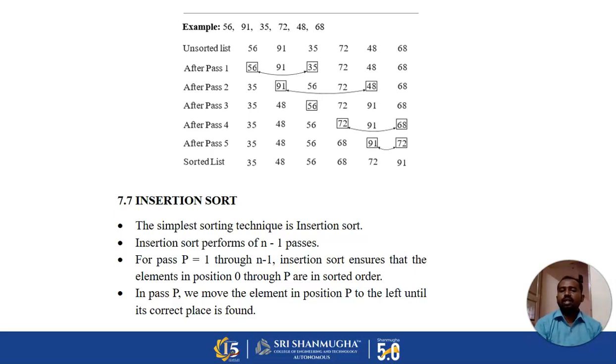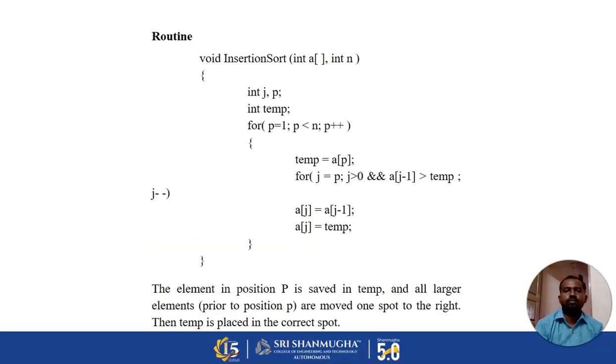Insertion sort is one of the simplest sorting techniques. Insertion sort performs n-1 passes, for pass p equal to 1 through n-1. Insertion sort ensures that all the elements in positions 0 through p are in sorted order. In pass p we move the element in position p to the left until its correct place is found.